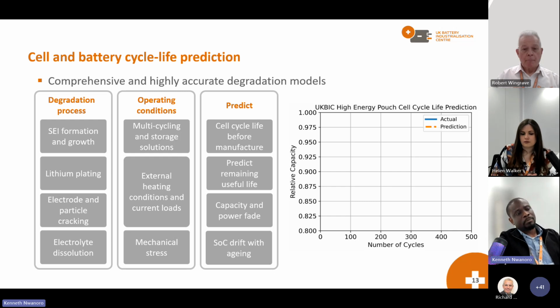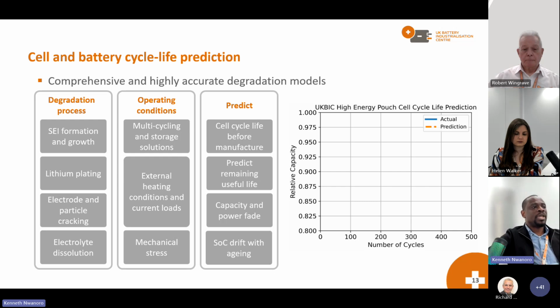under these set conditions. Once the cells are built and we start cycling them, we can also predict the remaining useful life, tell you the power and capacity fade, and predict some of the changes in the cell electrochemical behavior. This capability is based on the fact that we have the tools to predict this, and also the capability to build this highly accurate model.